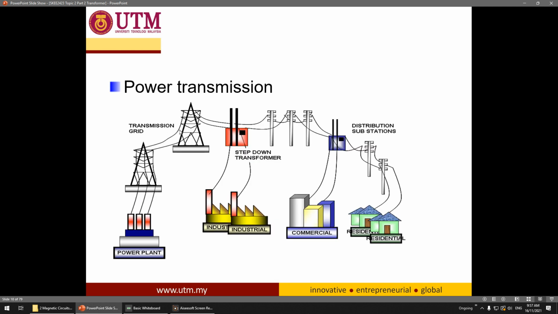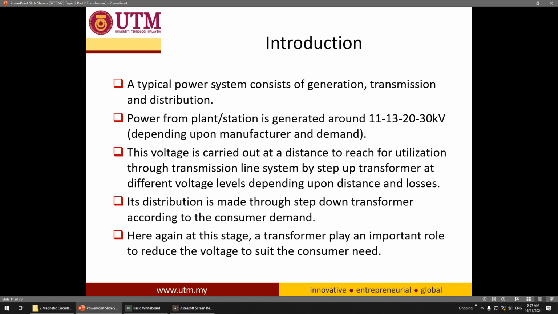Of course, this is the system. You have the power plant, grid, the transmission line, and the step down transformer before it goes into industrial, commercial and residential. Sometimes you have multiple step down transformers. For example, this one is maybe 132. Some industries use 132, some need 415, some need 230 volt. So a typical power system consists of generation, transmission and distribution.